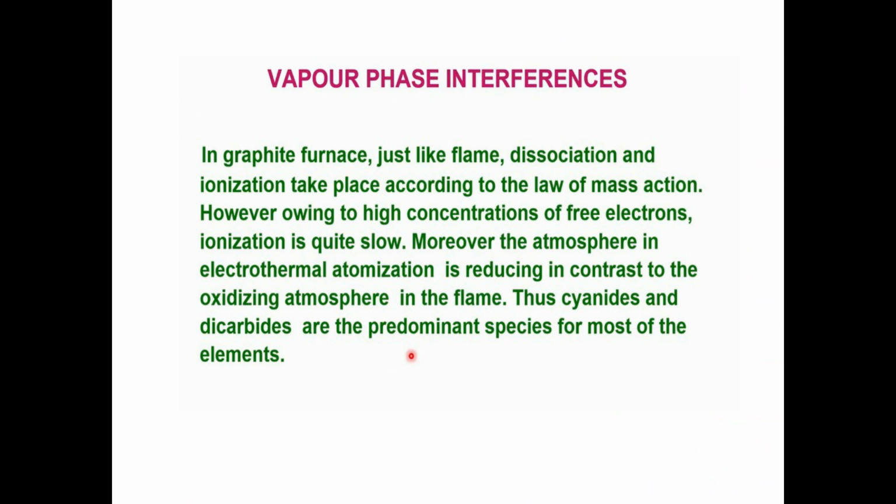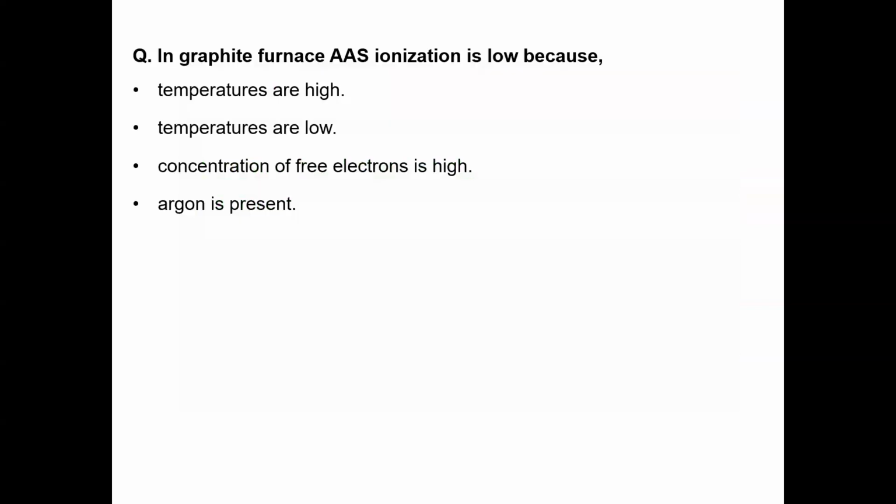In the previous lecture, I discussed, let's say, the Taylor principle, in which if you add the same element in excess, the equilibrium is shifted towards the metal. That is basically the preventing of ionization. So in graphite furnace there is a very high concentration of free electrons that slows the ionization process. So this one is the right answer.